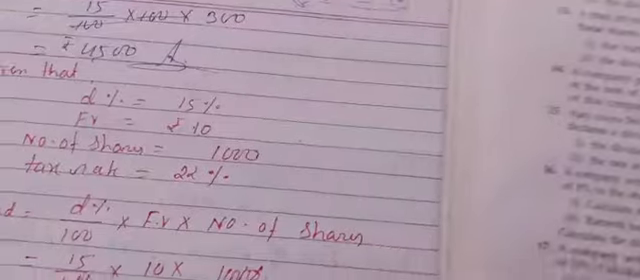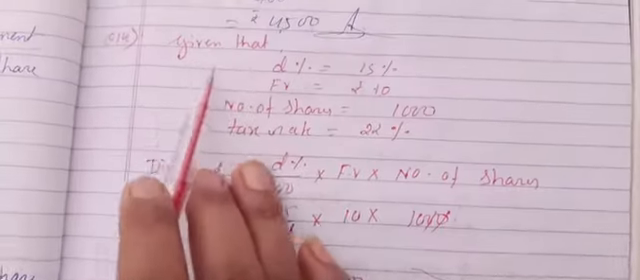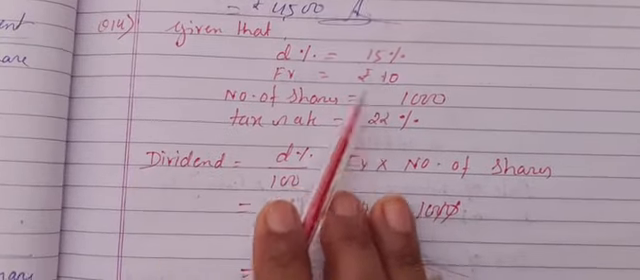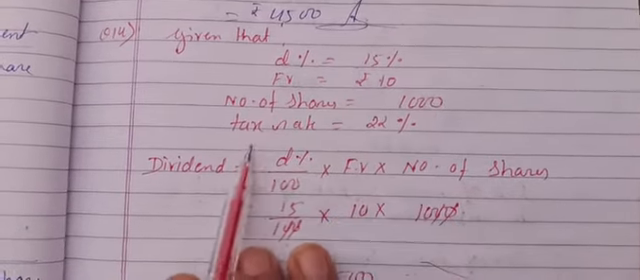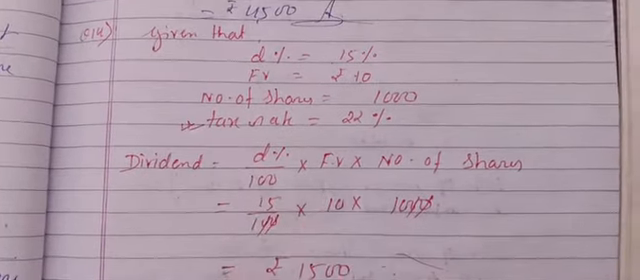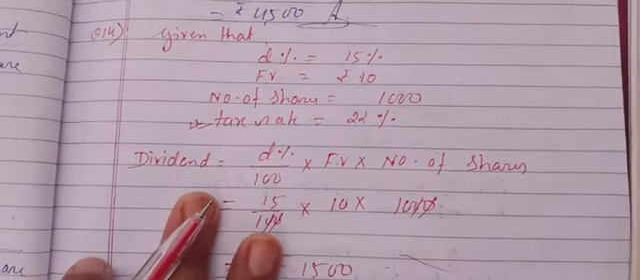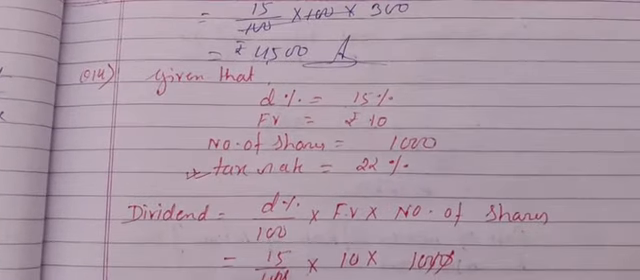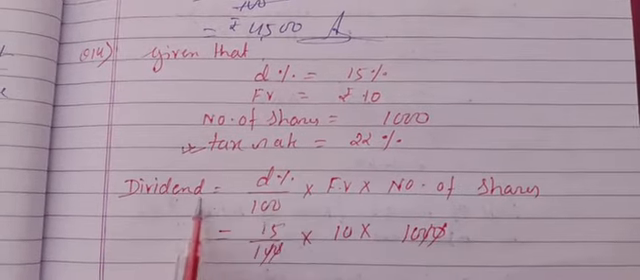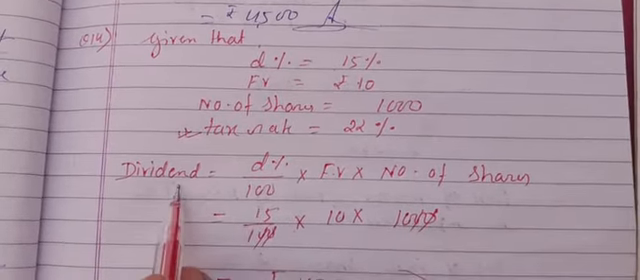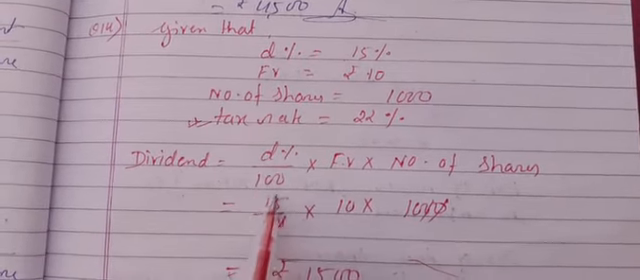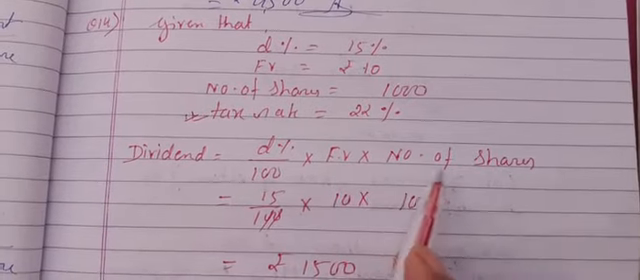So let's see how I'll solve the sum. It is given that dividend percent is 15%, face value of each share is 10 rupees, number of shares is 1000, tax rate is 22%. We will use the tax rate at last, to find how much money the person has to pay as tax. First of all, the dividend, that is the income or the profit given by the company to the person: dividend percent upon 100 into face value of one share into number of shares.